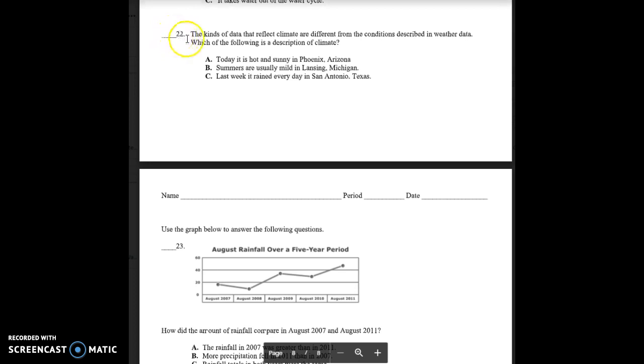Number 22. The kinds of data that reflect climate are different than the conditions described in weather data. Which of the following is a description of climate? A. Today it is hot and sunny in Phoenix, Arizona. B. Summers are usually mild in Lansing, Michigan. C. Last week it rained every day in San Antonio, Texas.